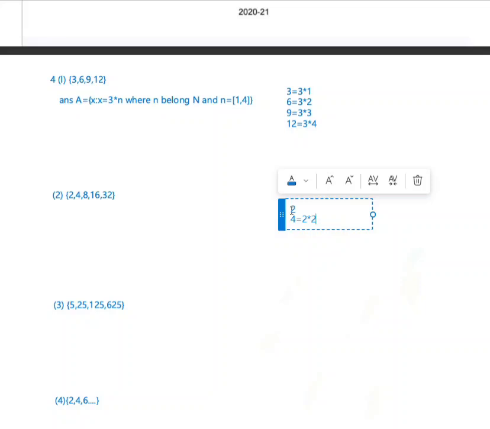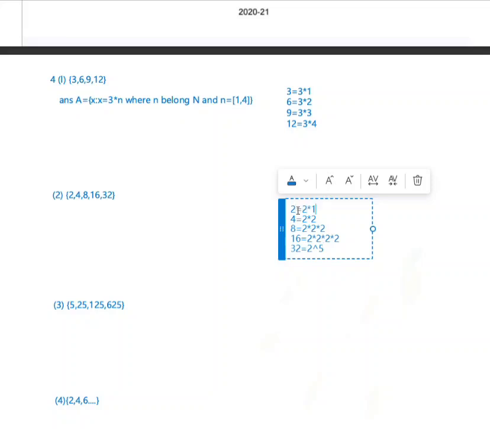If we take 4, then 4 is a multiple of 2, and if we take 8, then 8 is 2, 2, 2, and 16 is also 2 multiplied 4 times, and 32 is 2 multiplied around 5 times. So for 2 it is 2 into 1. So it is something like this pattern.